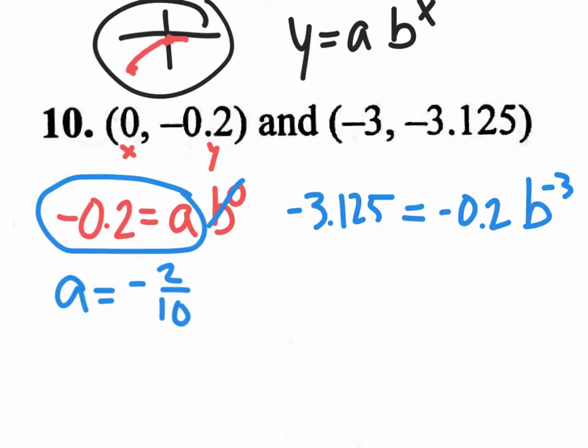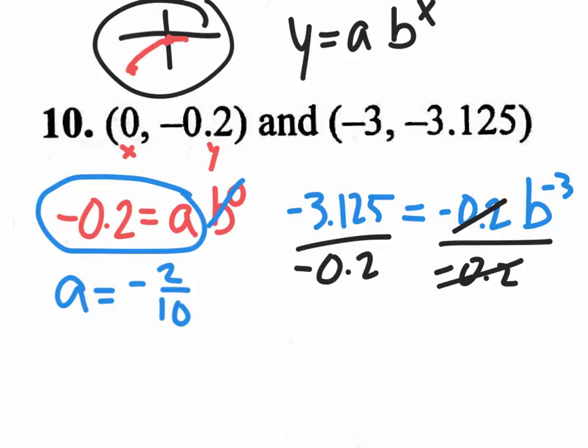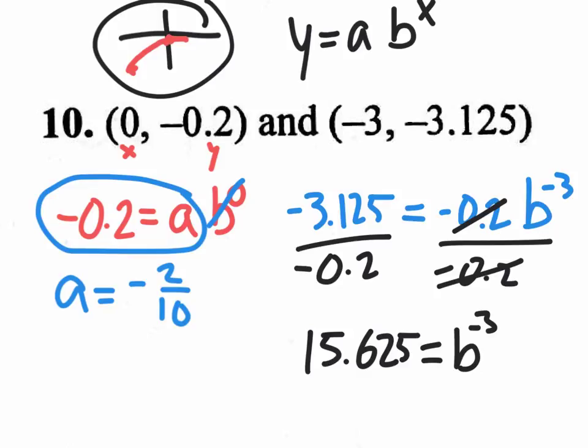Well, first of all, we could move the decimal. Actually, let's divide by negative 0.2. That way we could get the b by itself. So let's divide this side by negative 0.2. Instead of struggling, let's just use a calculator, right? Go for it. Tell me what we get. We're going to end up with b to the negative third, because the x is negative 3, equals, and what's that decimal value on the left side? It's going to be positive. Negative divided by negative is a positive. Okay, say again. 15.625. You guys agree?